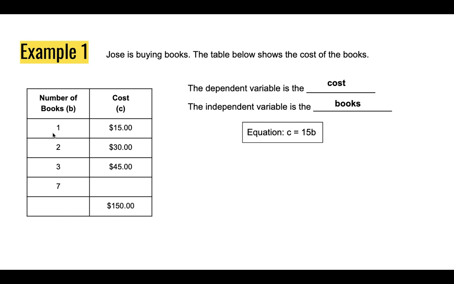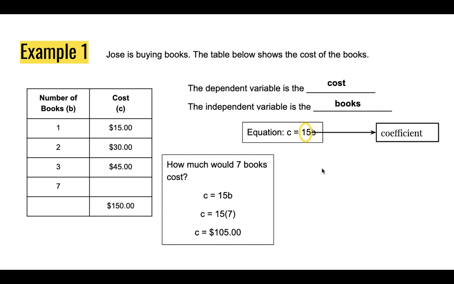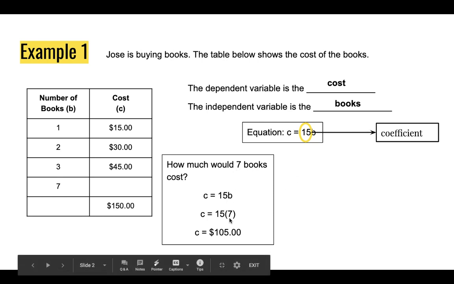the number of books. The 15 here is a vocabulary word that we call the coefficient, which most of you will remember from earlier in this unit, because I am going to multiply the 15 by whatever B, my variable, is. I can use this equation to answer different questions. The first question I have is, how much would 7 books cost? I can substitute in the 7 for the B, and I know that 15 times 7 is 105, which means that 7 books cost $105.